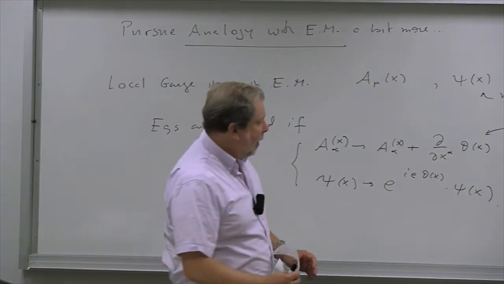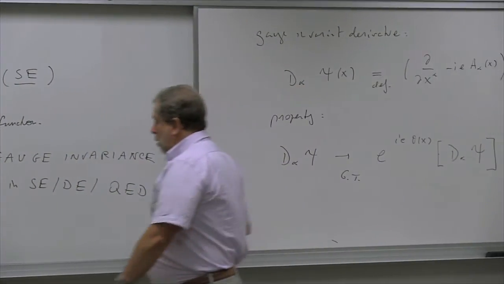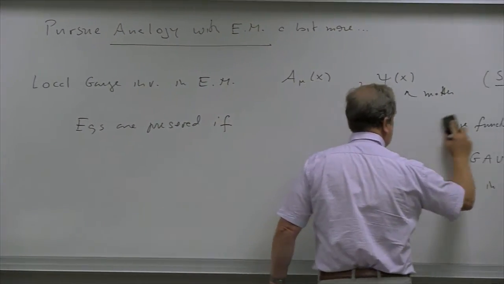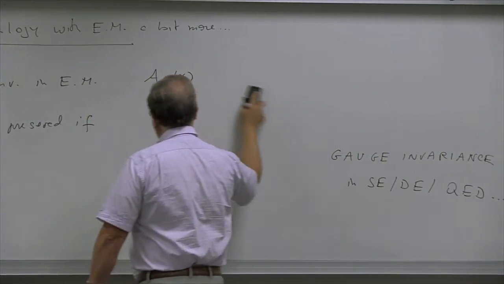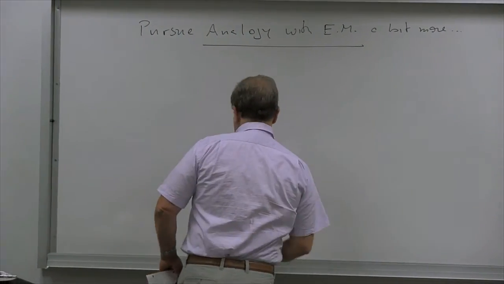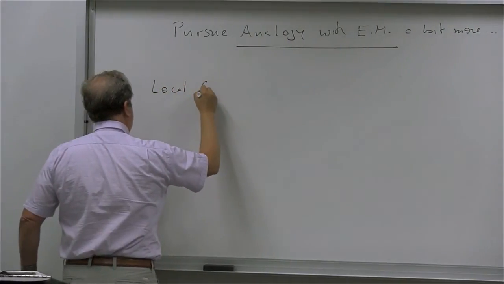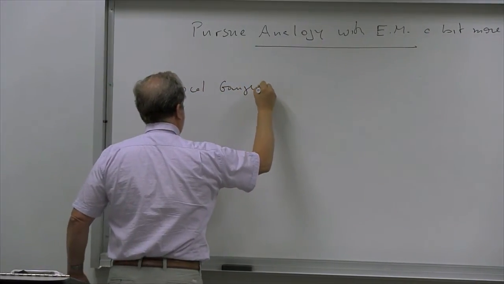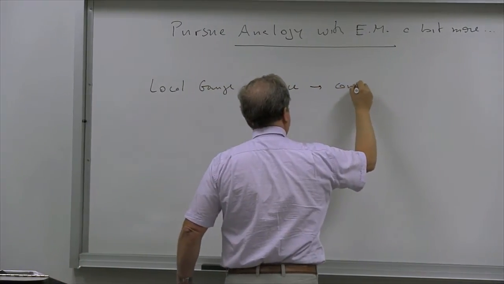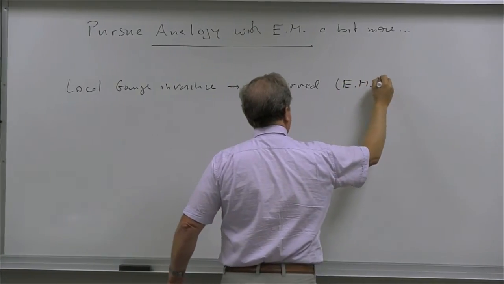Now, in electromagnetism, we have one more consequence of this gauge invariance. And the consequence is that the electromagnetic current is conserved. So local gauge invariance leads to a conserved electromagnetic current.